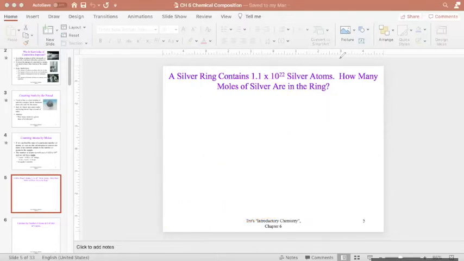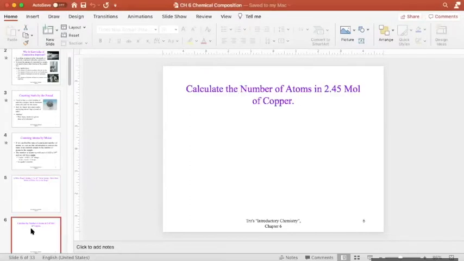Okay, so now let's move to the next question. Okay, so now let's try to do the second problem. Calculate the number of atoms in 2.45 moles of copper. So in this problem, what do we need to know? We need to know the number of atoms if moles is given, right? In the previous problem, atoms were given and you had to calculate moles. So this problem is vice versa, the opposite. It's again the same technique, right?